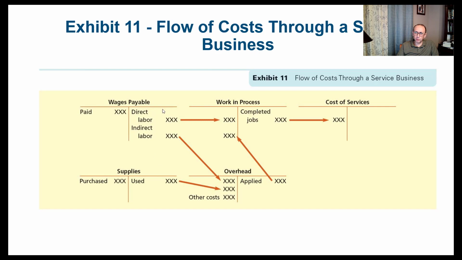So the direct labor is the only wages part that goes into work in process, and the indirect labor and the supplies used will go to the overhead. The applied amount of overhead is going to be transferred to work in process on the debit side. When the service is completed, it goes to the cost of services.